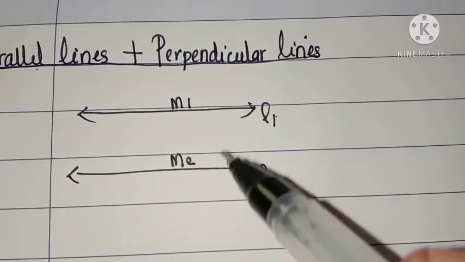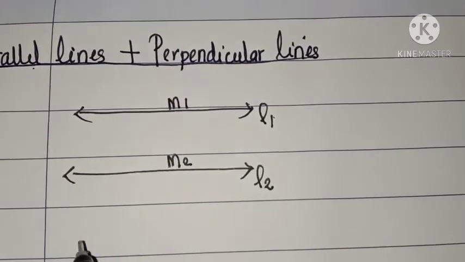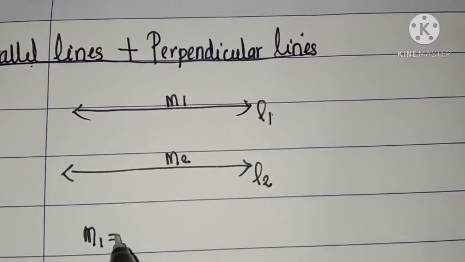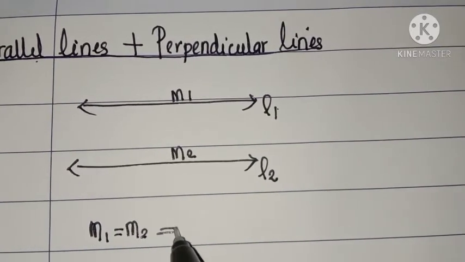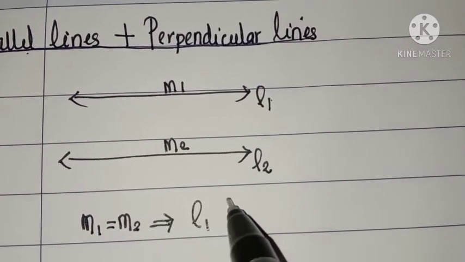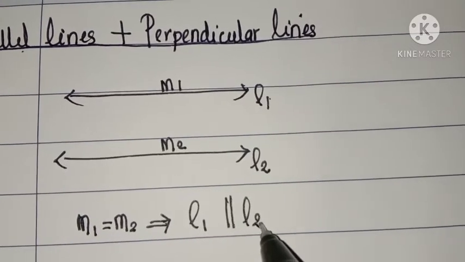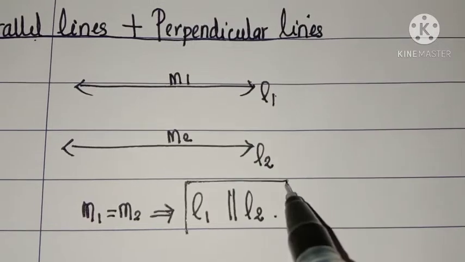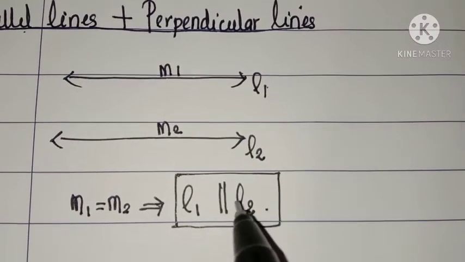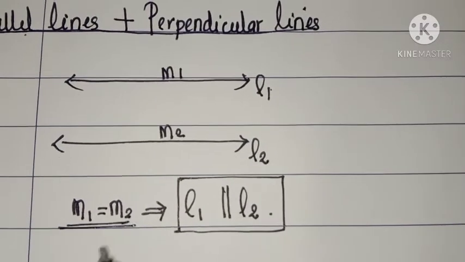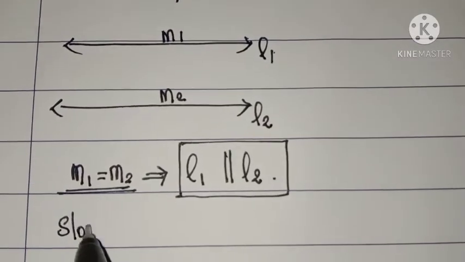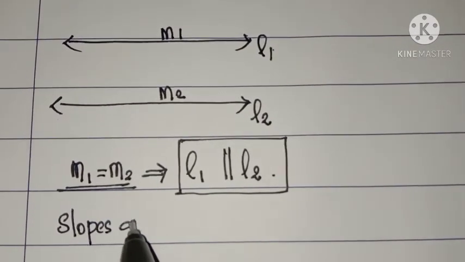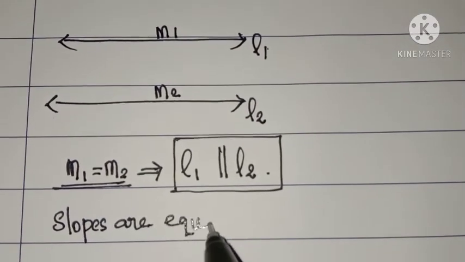If these slopes are equal, if M1 equals M2, then we can say that the line L1 is parallel to L2. So to say two lines are parallel, we can say that their slopes are equal. This is the condition. Slopes are equal.